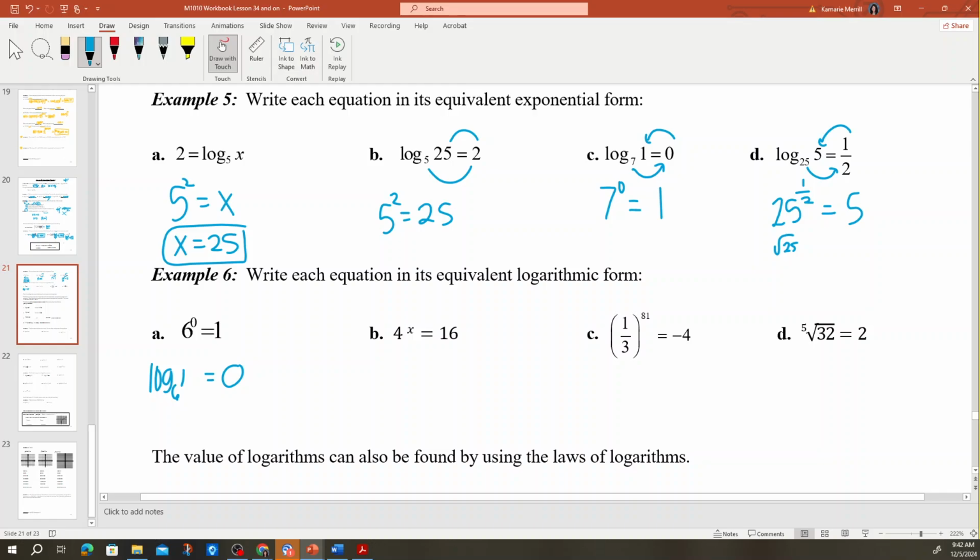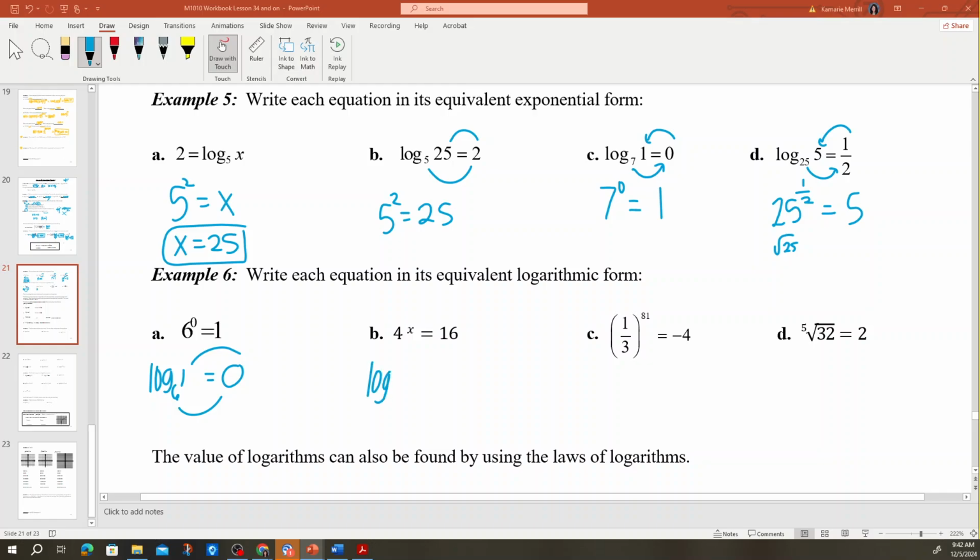Okay? So this is log of 1 with a base 6 is equal to 0. So once I put it into its log form, I will do my little around the world check to make sure I have the proper exponential, okay? All right, let's write this as a log.